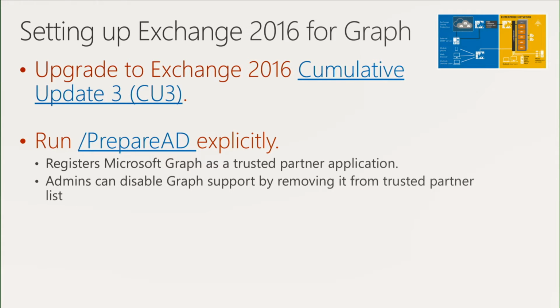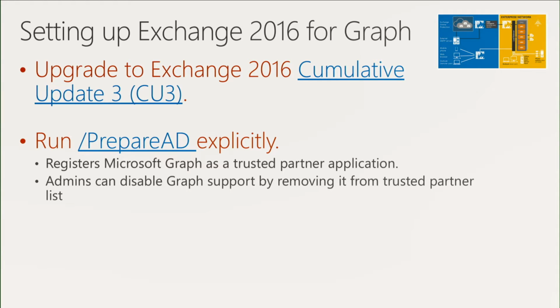We always recommend running Prepare AD, but in this case, especially if you're upgrading from cumulative update 2, you need to make sure to do this. And when you run Prepare AD, it does two things which are required for this scenario. It does a lot of other stuff, but for this scenario, number one, Microsoft Graph is getting registered as a trusted partner application. This is for the OAuth flow to work from Microsoft Graph to the on-premises server.